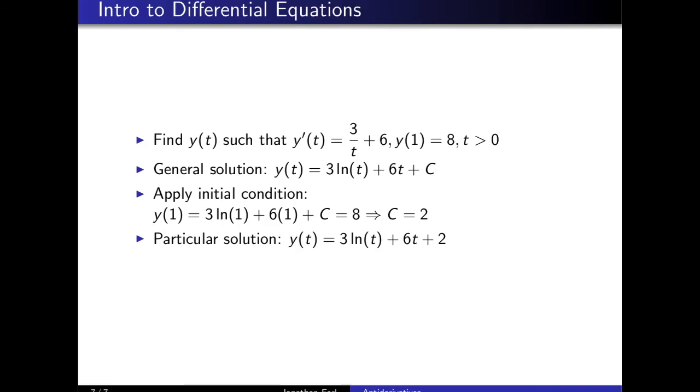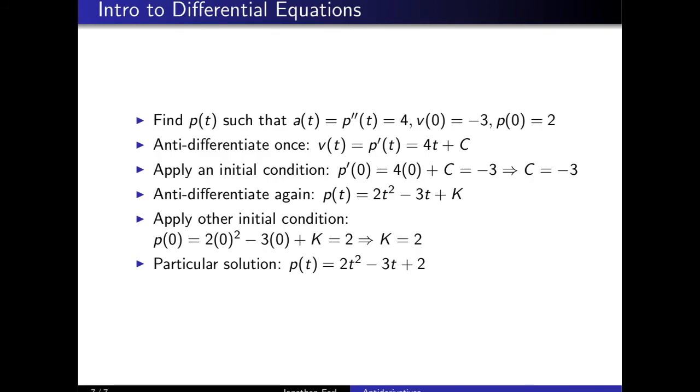Now all we want to do is solve for the particular solution by applying the initial condition. So when we evaluate at t equals 1, we get 3 times natural logarithm of 1, well that's going to be 0, plus 6 times 1 plus c equals 8, so c equals 2. So that tells us the function 3 natural logarithm of t plus 6t plus 2 is going to satisfy the differential requirement and also the condition that y of 1 equals 8.